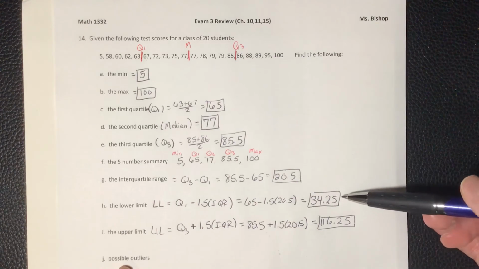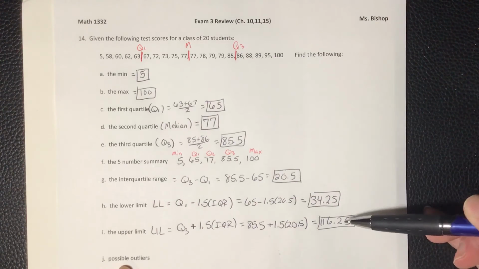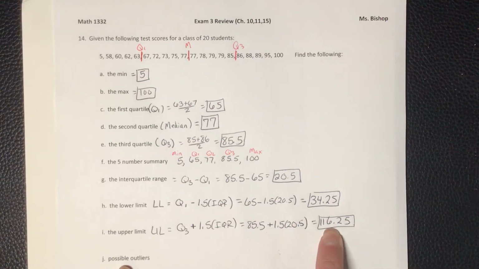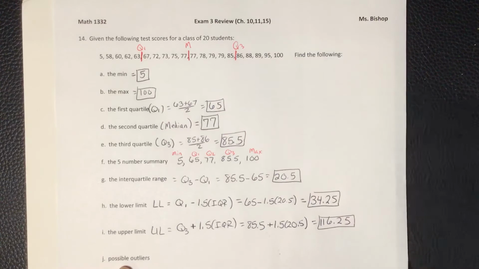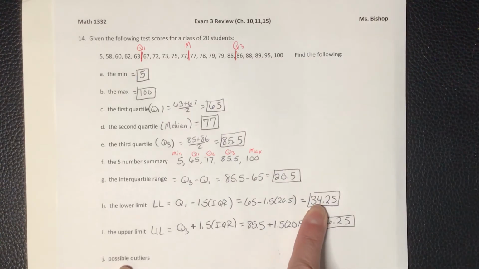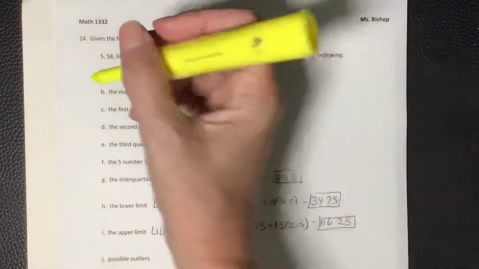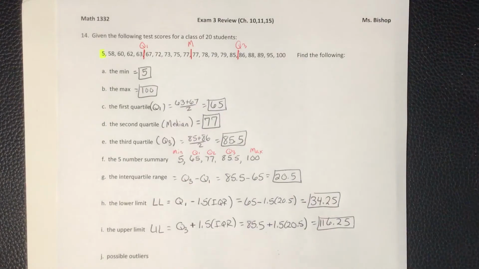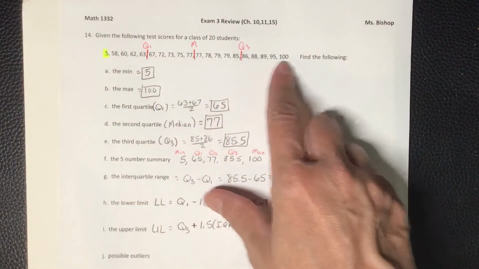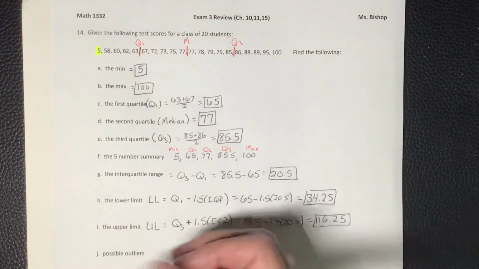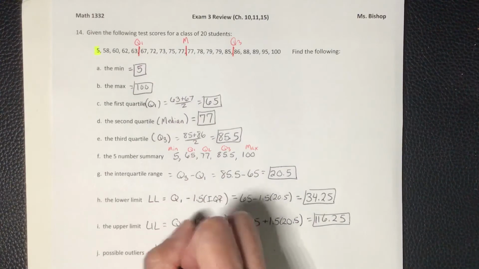Anything lower than the lower limit or higher than the upper limit is considered an outlier. Now we don't have any test scores higher than 116, they max out at 100, but I do have a score that's lower than 34.25, and that's going to be this one right here. So you can kind of see there's a pretty good jump. You have all these scores that are kind of evenly spaced out, and then the 5 is a little bit uncommon, a little bit lower than all the others, so that's going to be our possible outlier.